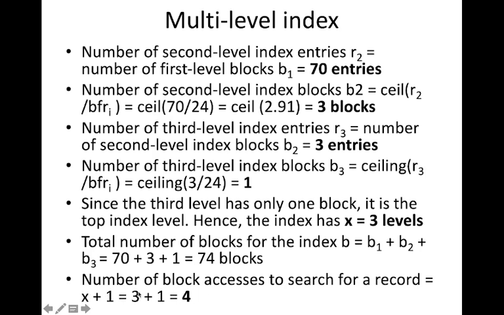And the number of block accesses to search for a particular record will be x plus 1. So x is equal to 3 levels. We have to search in this one first, then in this one, and this one is the actual record. That is why 3 plus 1, it is 4. First, in the third level we will be searching, so that is one block access. Then in the secondary we will be searching, that is the second block access. In the primary we will be searching, that is the third access. Then the actual data file, that is denoted by this 1. So the total number of block accesses to search for a particular record will be 4 block accesses.